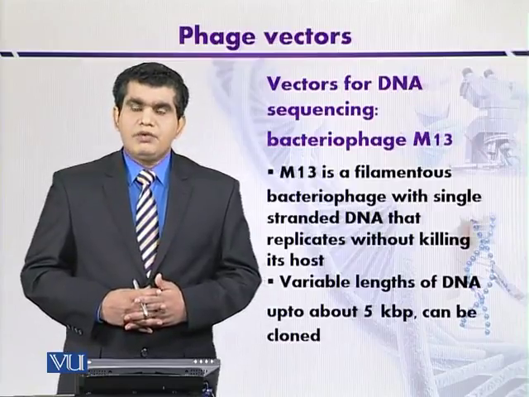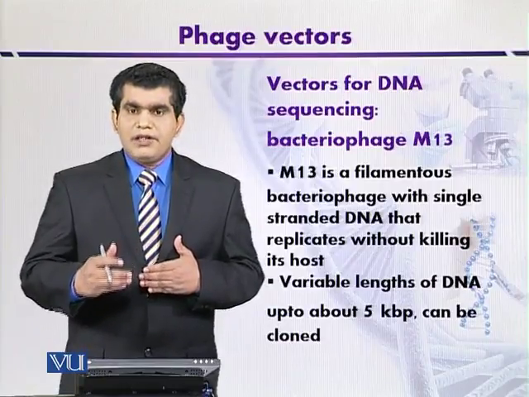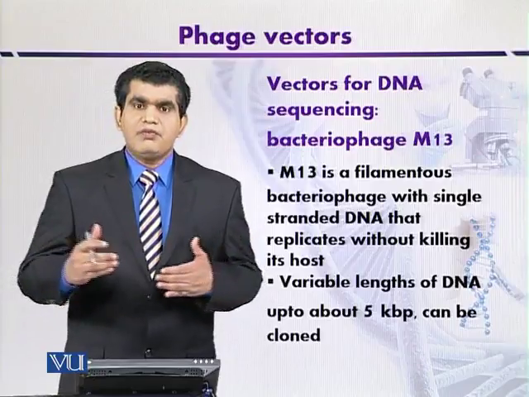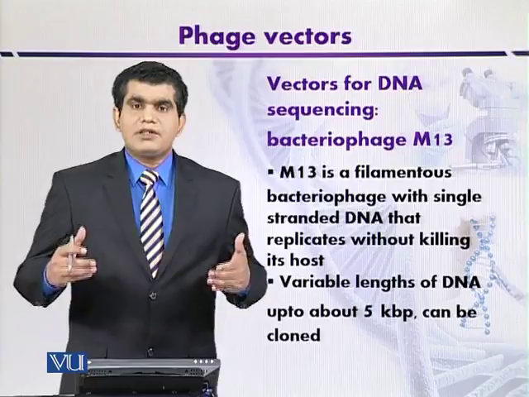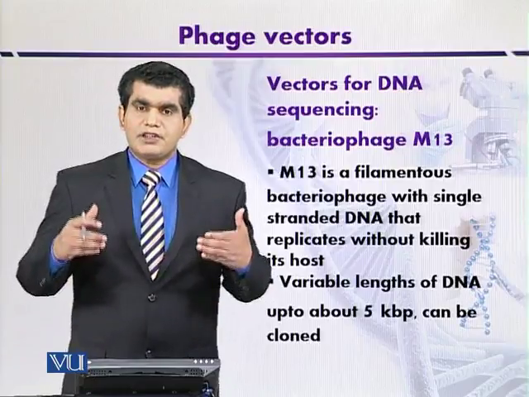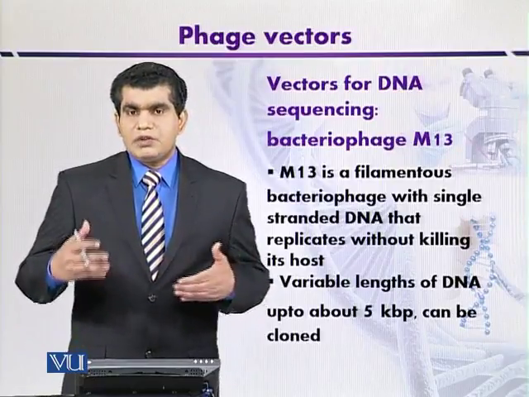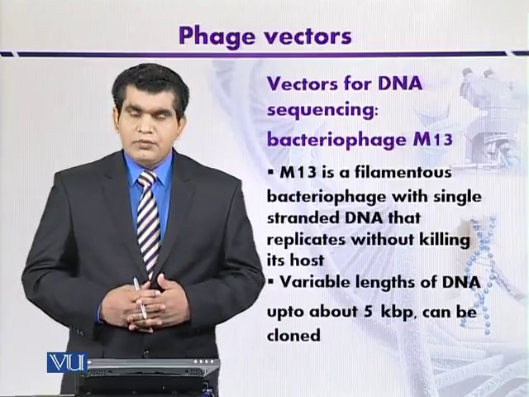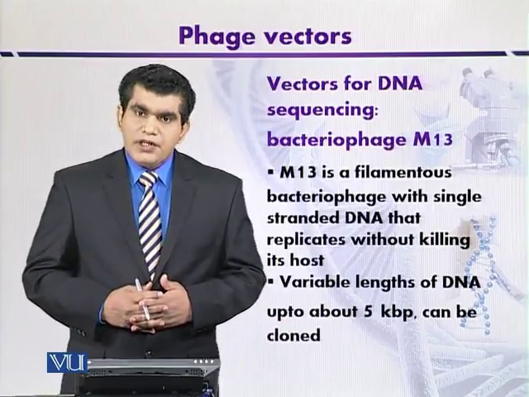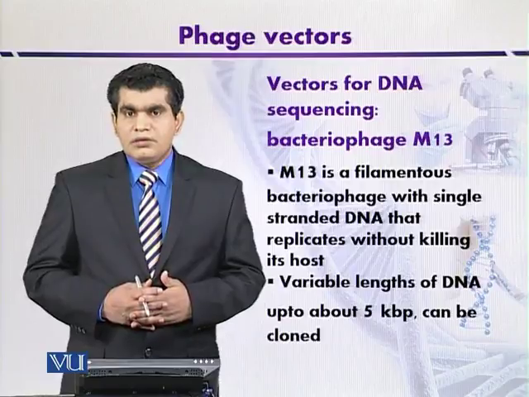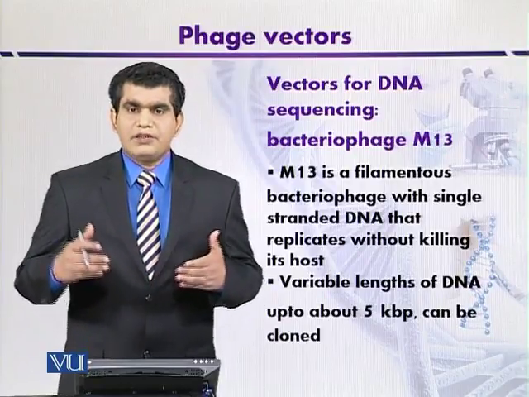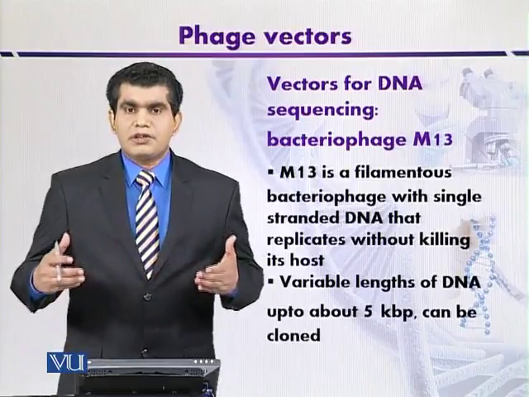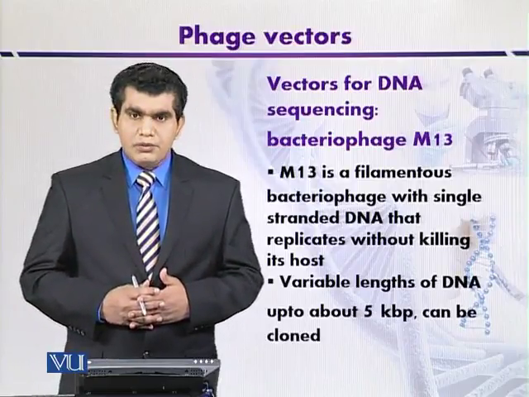Because if you have a look at the Sanger method of DNA sequencing that we will discuss in coming chapters, here we require single-stranded DNA fragments as a substrate for the sequencing process. And bacteriophage M13 that contains single-stranded DNA may be a good source as a vector to produce single-stranded DNA molecules.